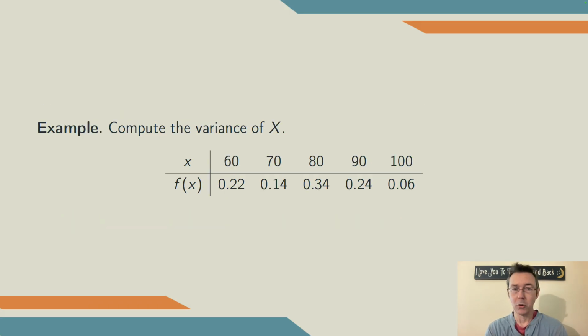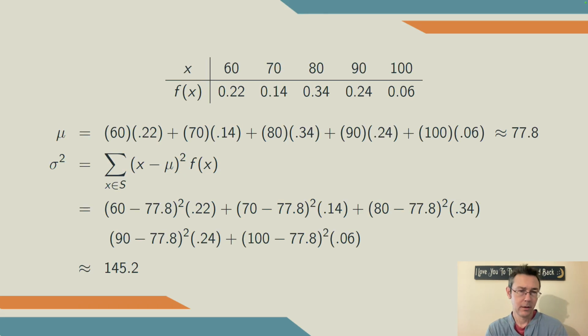Here's an example. As always, I recommend pausing the video and trying this computation before seeing my solution. We have this random variable x. It takes 5 values, with their respective probabilities described by this probability mass function. To get the variance, we're first going to compute the expected value, basically taking the weighted sum of all the different values the variable can take. So we've got 60 times 0.22 plus 70 times 0.14, etc. We simplify that, and we get 77.8. So on average, when we take a draw from this probability distribution, we get 77.8.